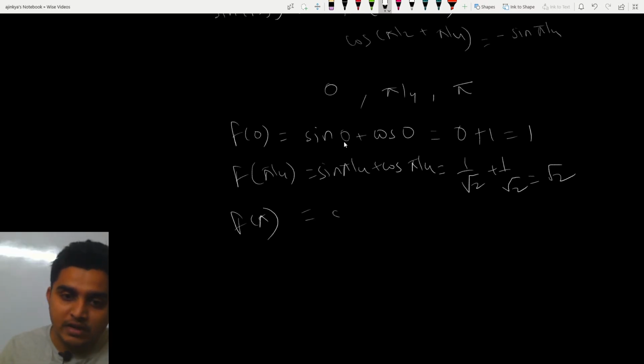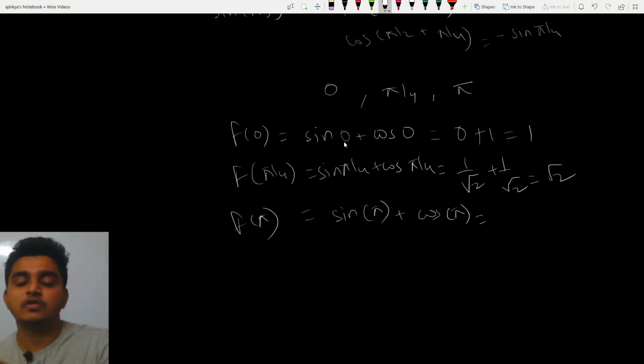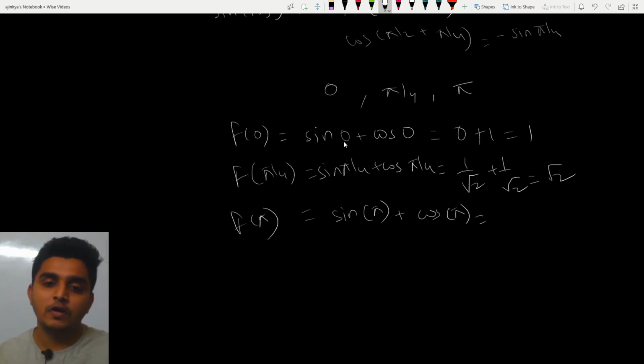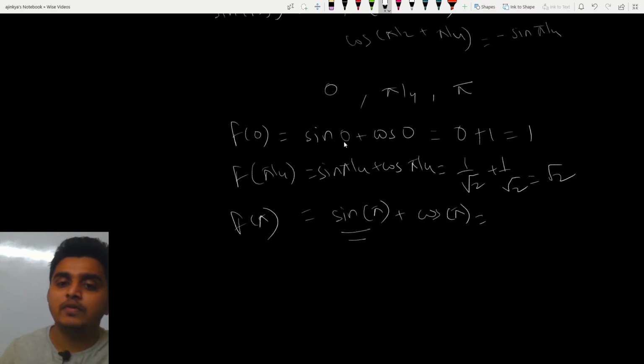Now you have f of pi. So now sine of 180 degrees, sine of pi plus cos of pi. You need to find out what the values of sine of pi and cos of pi are. Sine of pi, we know that any multiple of 180 degrees for sine is going to be 0. And what is cos of pi? Cos of pi is going to be minus 1. So the value of this function is going to be minus 1.